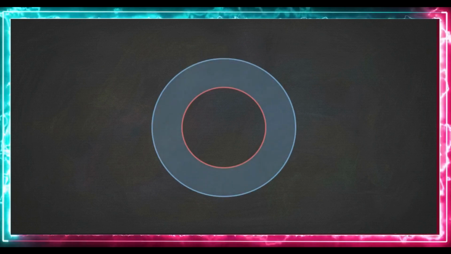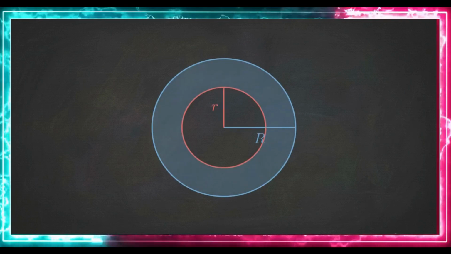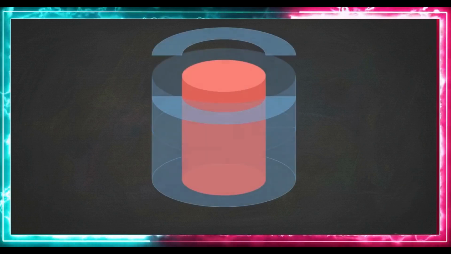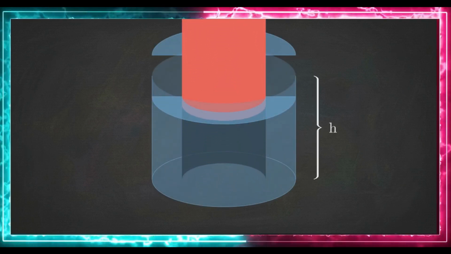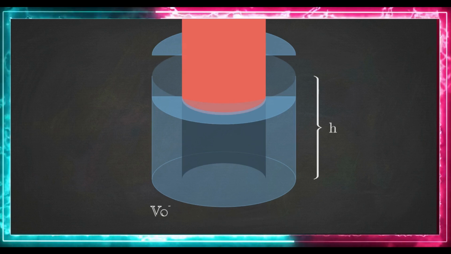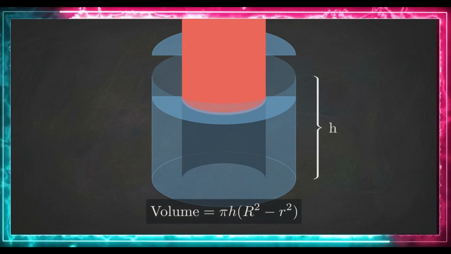To calculate the properties of a hollow object, we define an outer radius, big R, and an inner radius, little r. The volume of the physical material is found by subtracting the internal cylinder's volume from the external one, giving us height times the quantity big R² minus little r².